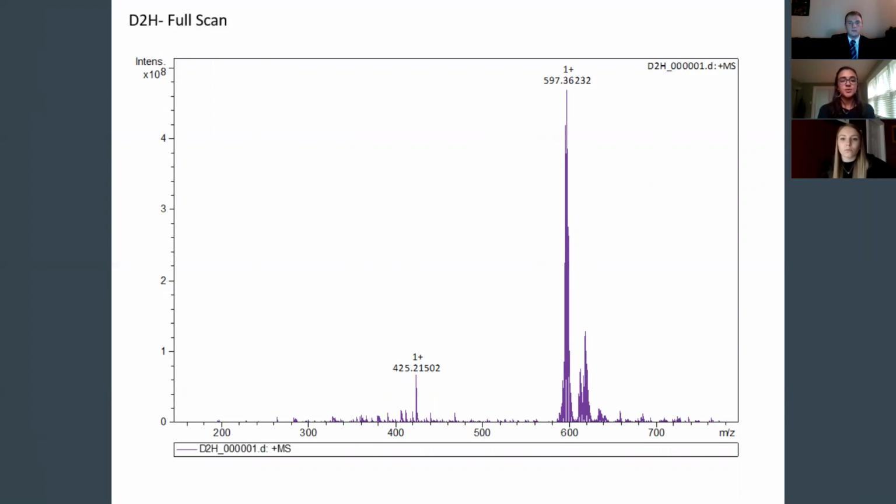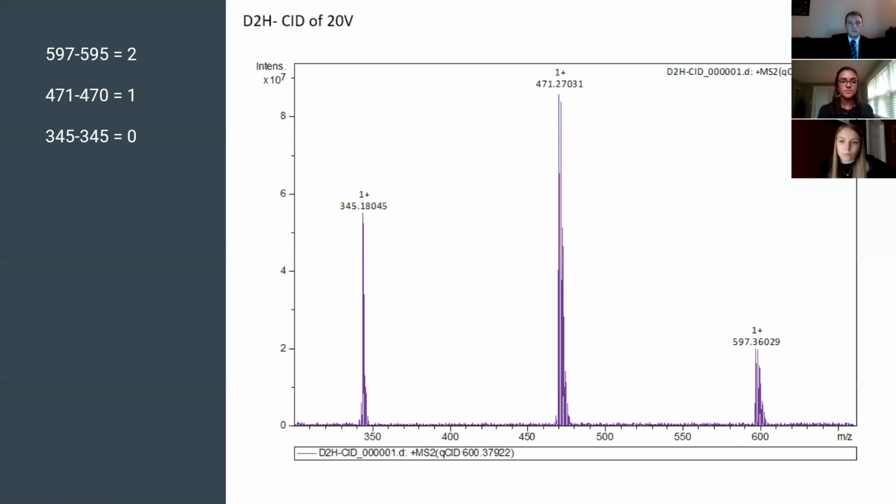So for a D2H reaction, it's a little different. We get a 597 peak. And if we bombard that with more energy, we see this. So we see our 597 peak, and that is 2 more than our regular 595 peak, which tells us that there are 2 deuterium atoms somewhere on this molecule.